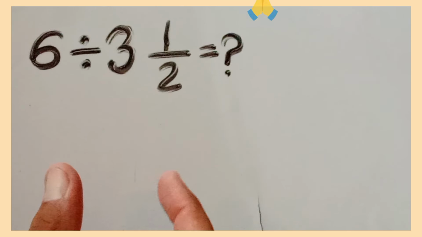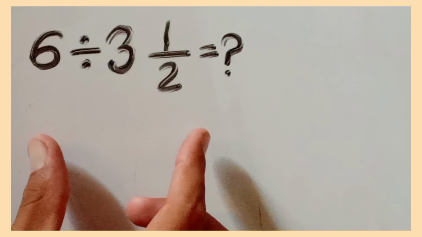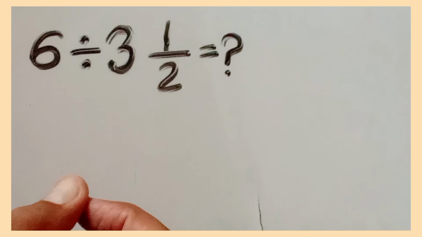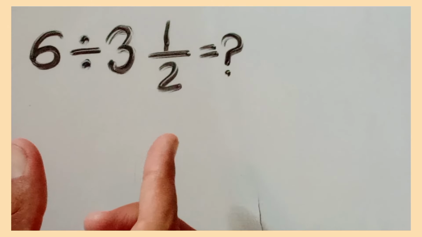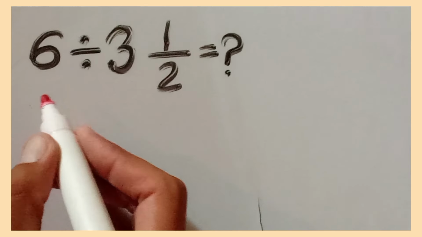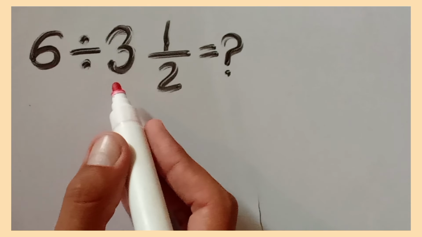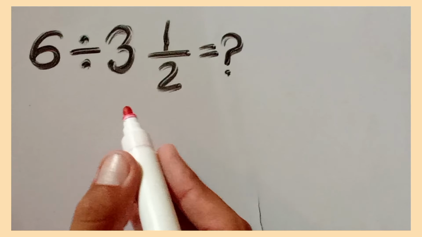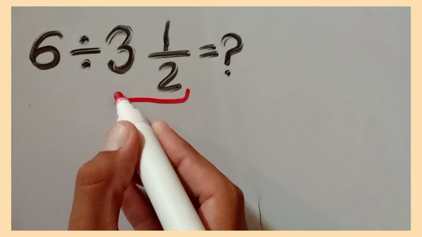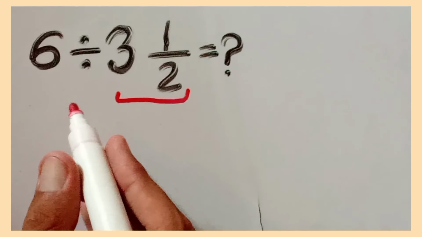Okay, so we can solve these fractions step by step in this video. Okay, so fully concentrate on this video. I will solve these questions step by step. So 6 divided by 3 1/2. Firstly, we can convert this mixed fraction to an improper fraction.